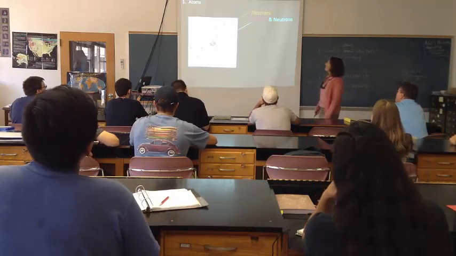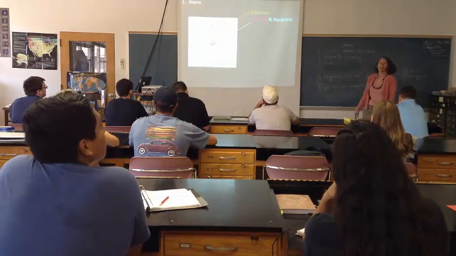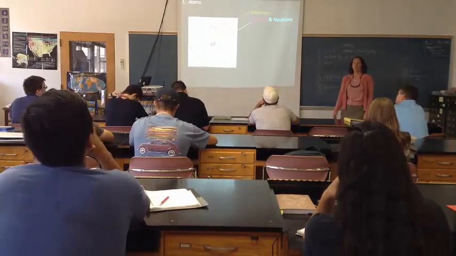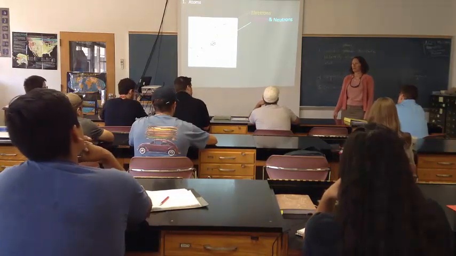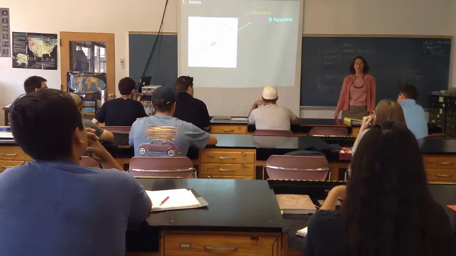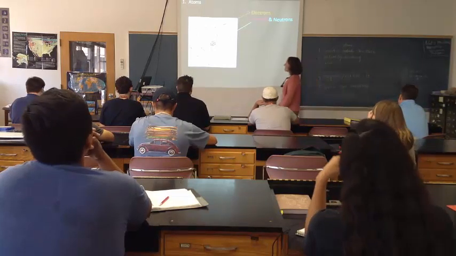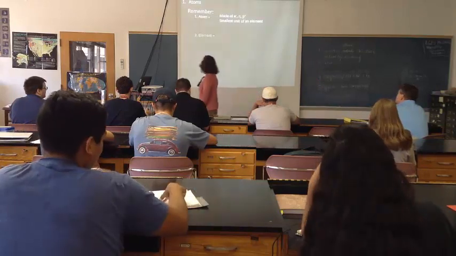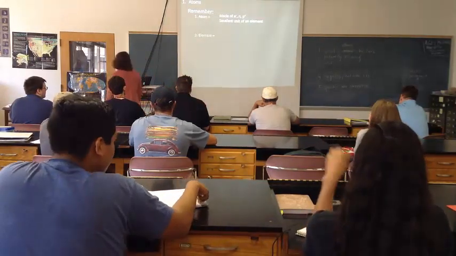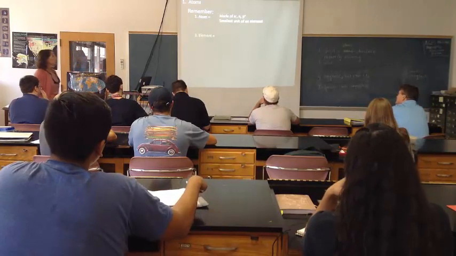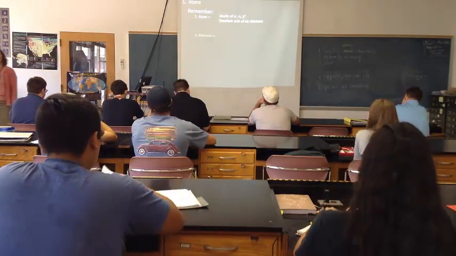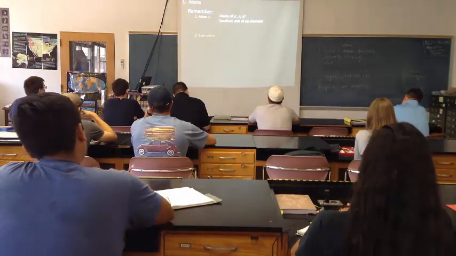You remember a lot about an atom, even though you took chemistry last semester, or 3 years ago. Those are the main components for sure. So an atom is made up of electrons, neutrons, and protons, and it's the smallest unit of an element.